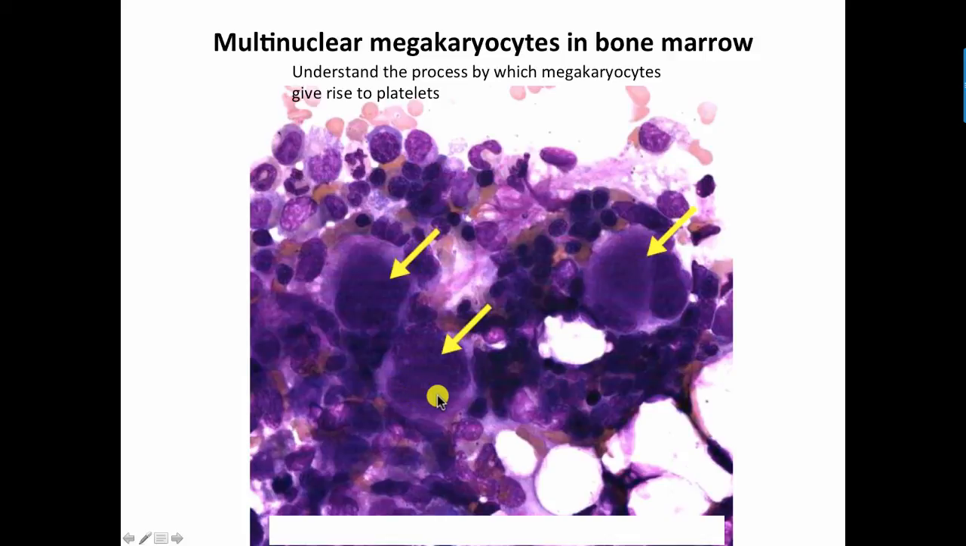So they result in these huge polyploid cells with a DNA content, as I say in the notes, of 64N or even greater. What you need to know is that these megakaryocytes extend long branching processes called proplatelets between the endothelial cells which line the sinusoids of bone marrow, and platelets are pinched off from the tips of these processes.